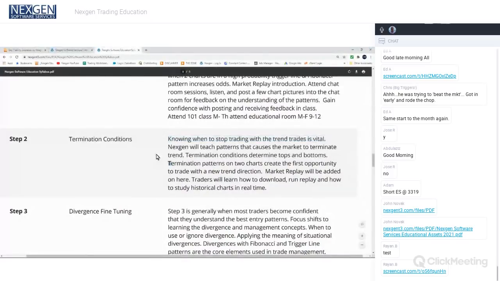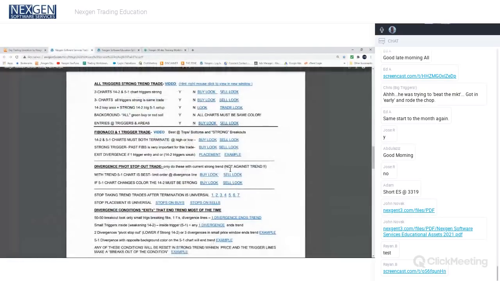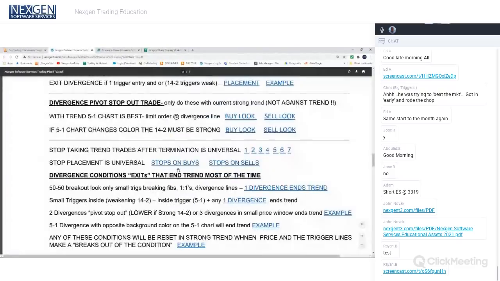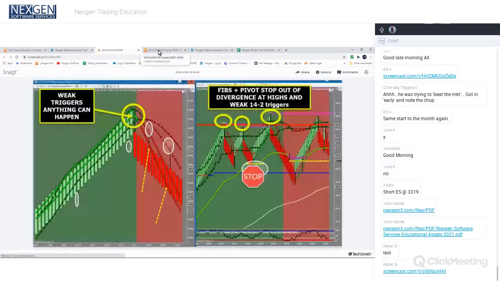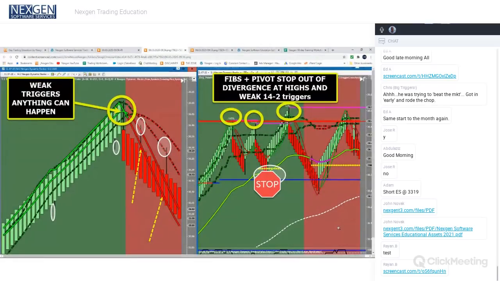So, what are the termination conditions? Know when to stop trading. Know what patterns will cause the market to turn. What pattern do we have at the top or bottom? You guys have seen it 100 million times. I want to go to the plan, in case you want to know where the termination conditions are. In the plan, it says the following two pictures. Look at the first two pictures, because these happen every day. At a top, what's the look that will cause you to lose your money most of the time, or a reversal? We call it a pivot stop out, 2 divergences, 3 divergences.